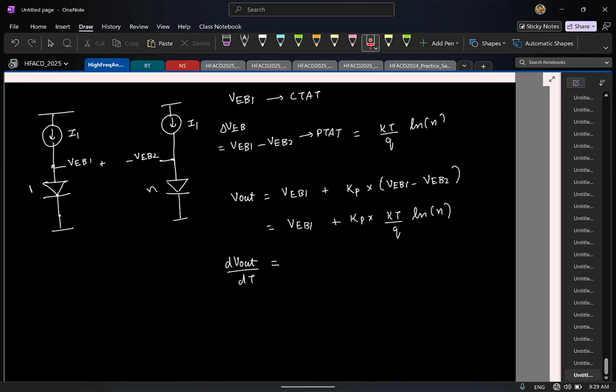Now I know this is my VEB1 voltage. Let us say from simulations or from measurements you can find what the slope is. For example, let's say it is minus 1.55 millivolts per Kelvin. Plus I take the first derivative of the PTAT term with respect to temperature. What do I get? Kp times K by Q, and this K by Q I'll write as KT by Q divided by T, so I'll replace it with the thermal voltage Vt.